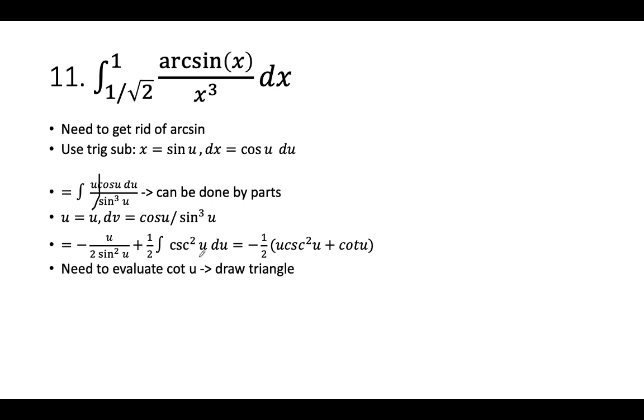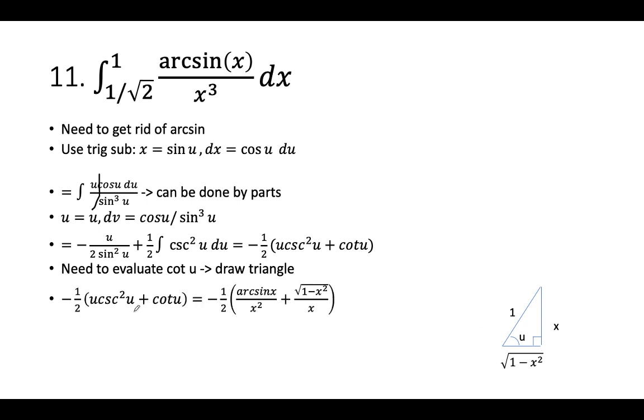Well, we need to evaluate cot u because we do know what cosecant squared is, because that's just 1 over sine squared, right? So we know that's just 1 over x squared. This one is not straightforward because we need to evaluate what cosine is. So we have to draw a triangle like this. So a right triangle, right? We know that sine of u is x, so u, take the sine, and that's x. And that side of the triangle is square root of 1 minus x squared.